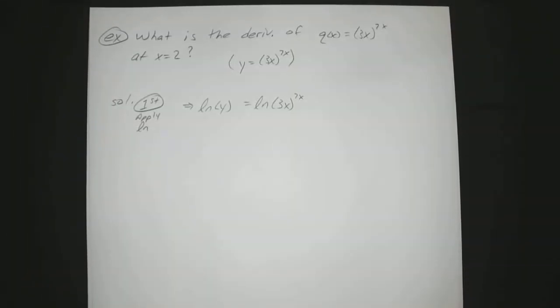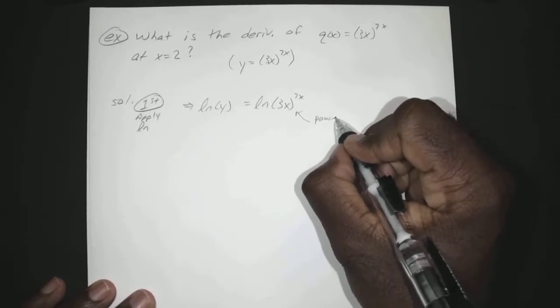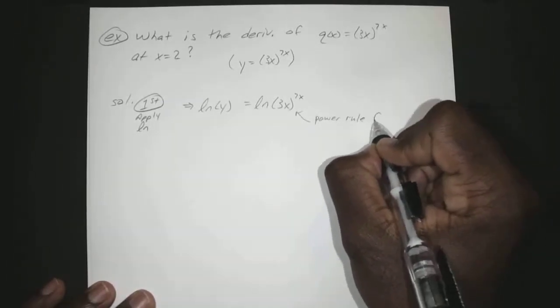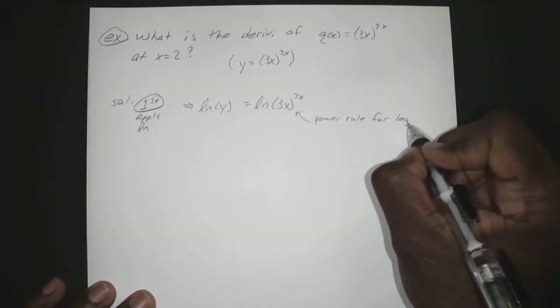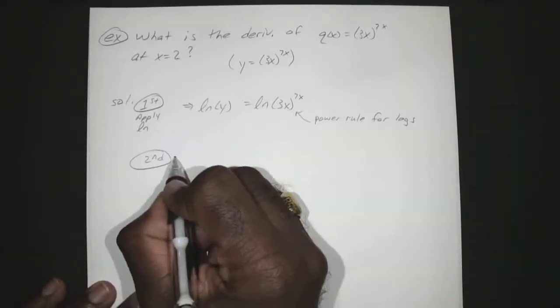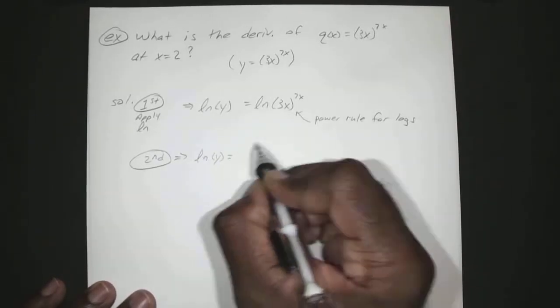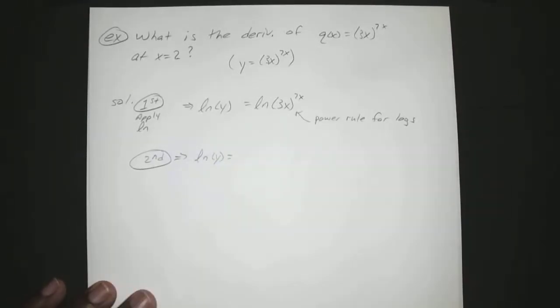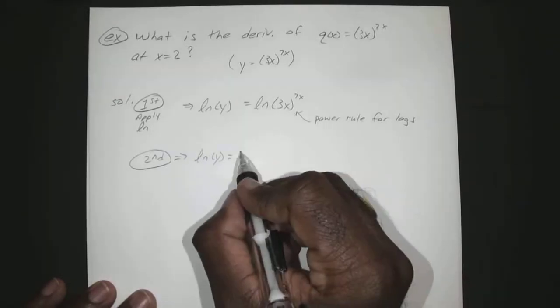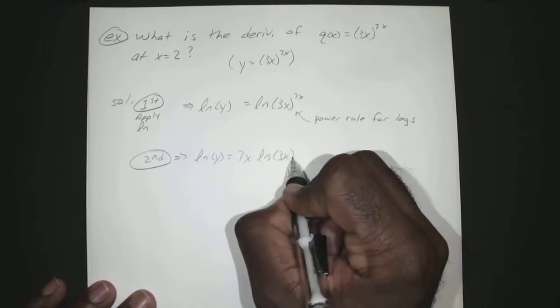Okay. And then you just apply the power rule for logarithms. Okay, which brings us to our second step. So you have natural log of y equals, bring that 7x down to the front. Natural log of 3x.